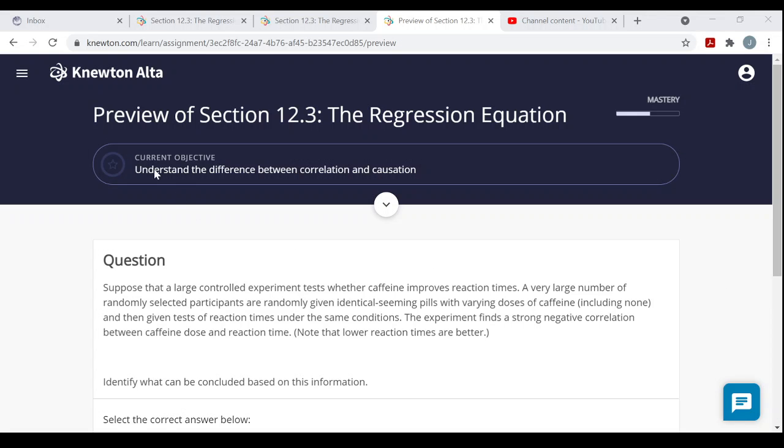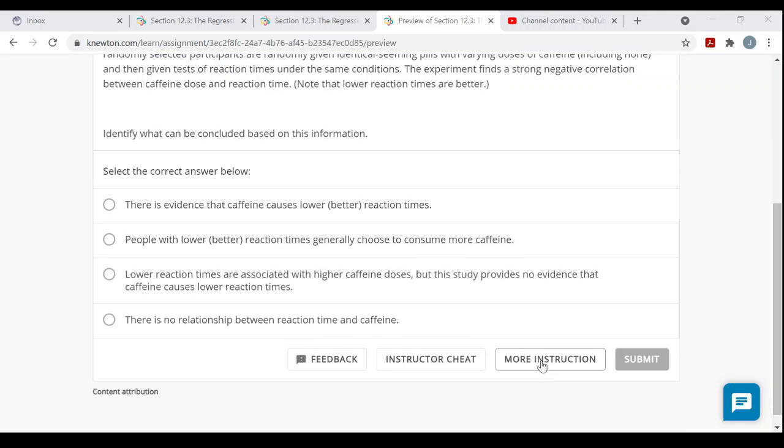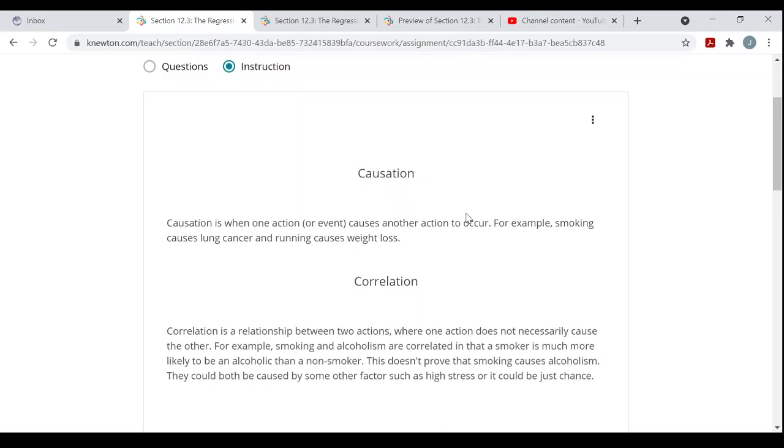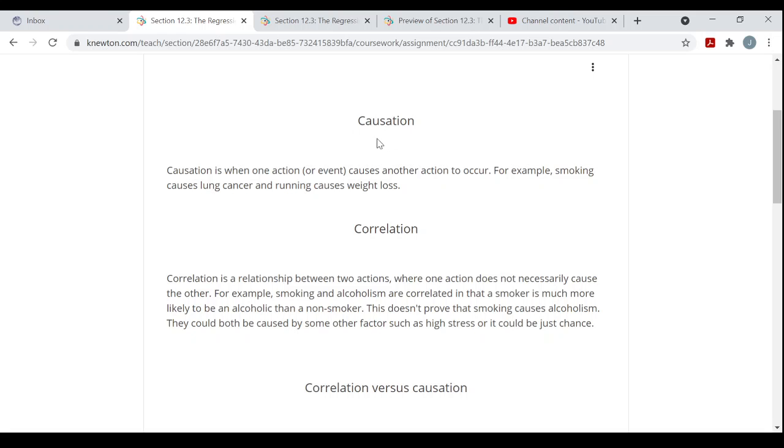If you want to see the instruction, click on more instruction, but I'm going to go over it here with you as well. So, causation. Causation is when one action or event causes another action to occur. For example, smoking causes lung cancer. That has been shown. And running causes weight loss. Well, running along with a lot of other factors, proper diet and all that, causes weight loss. But one action, one event causes another.